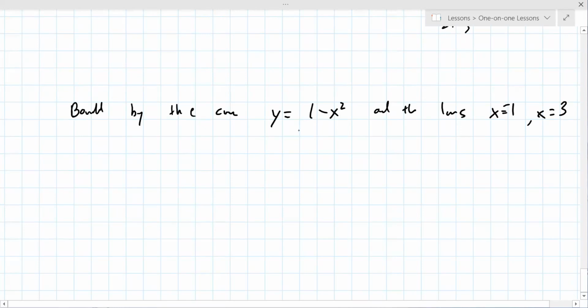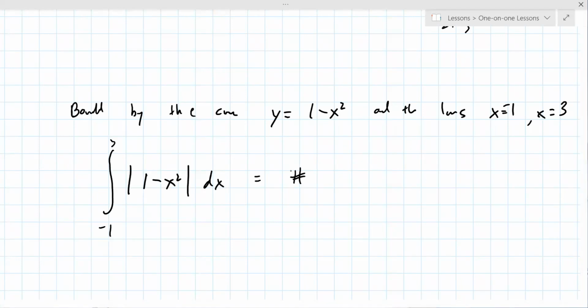So as I mentioned before, you can go right to your calculator and you can go absolute value 1 minus x squared and do this from minus 1 to 3 dx and get a number out, and then we'll show the work to get that number. Okay. So do that first for me, and then we'll show the steps. Okay, I got 8. You got exactly 8? Yeah. Great.